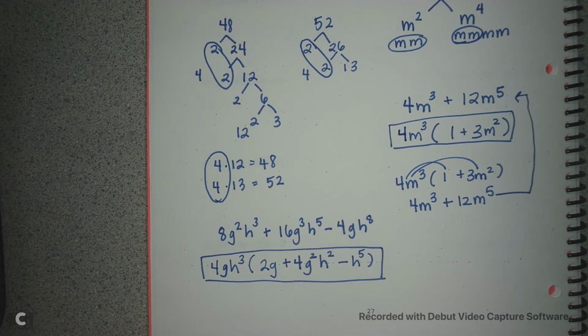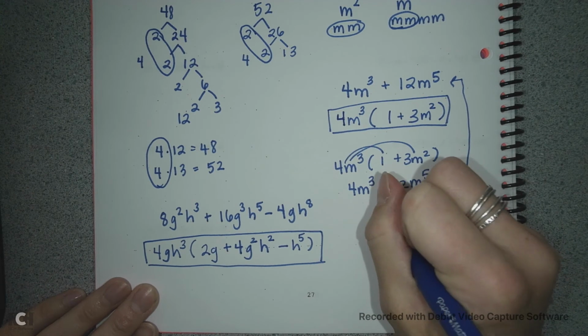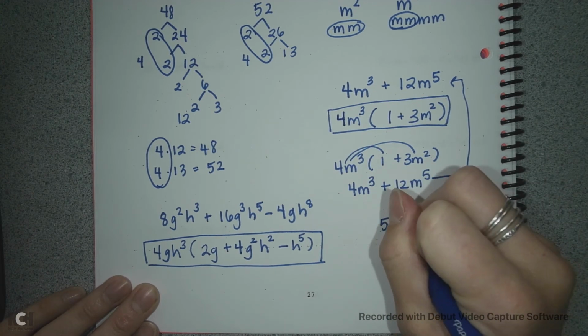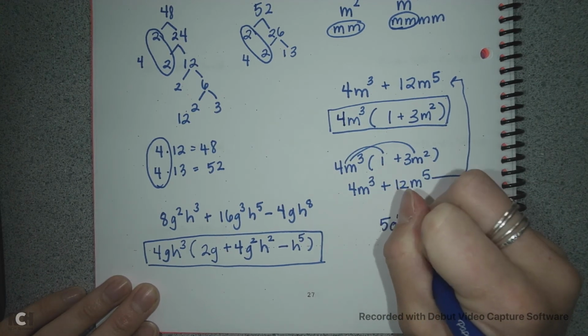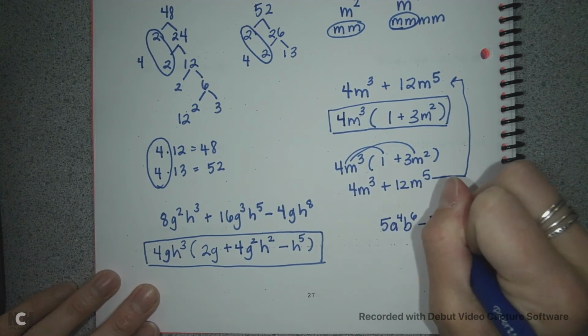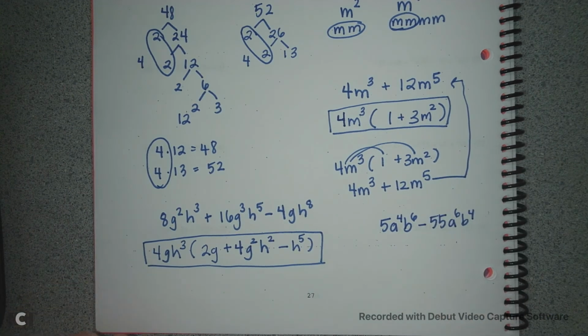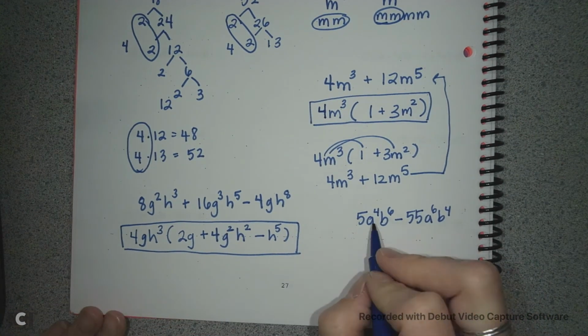Okay, should we do one more? All right, we'll do one more. Okay, let's say we had 5a4b6 minus 55a6b4. That's fun. Okay, so I look at my numbers to start.